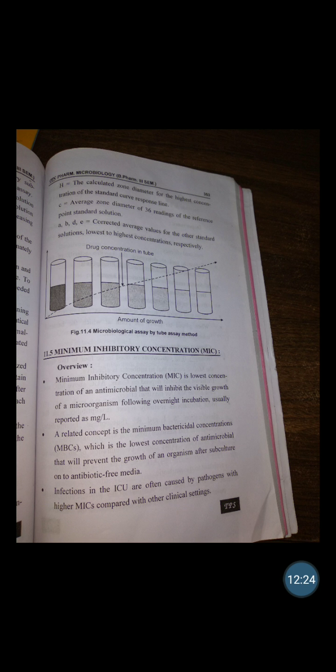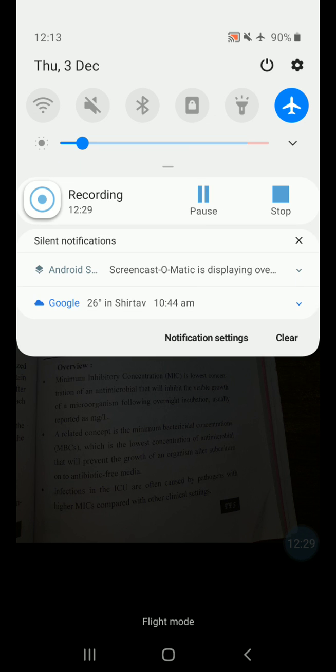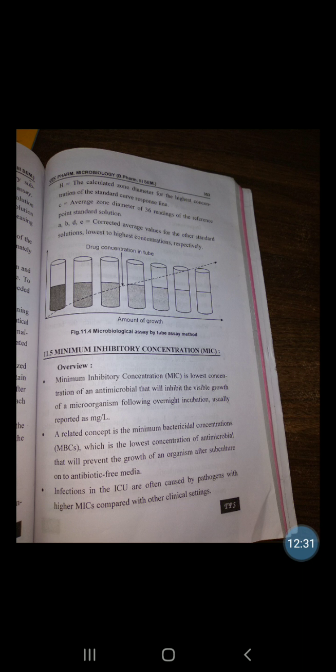Here we can see the drug concentration in the tube and the amount of growth. Then these are the two methods that are used for assay. Then the minimum inhibitory concentration, that is MIC.